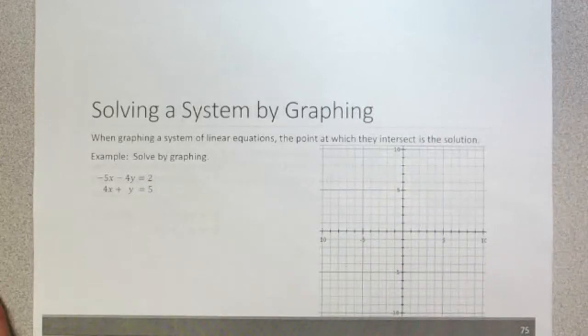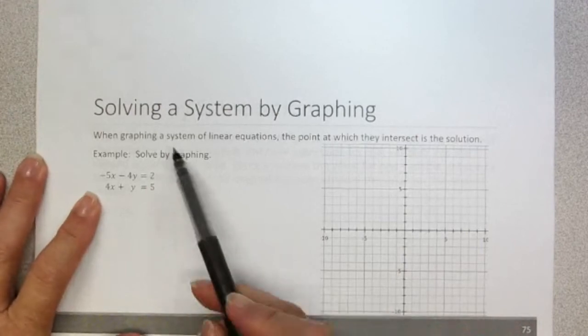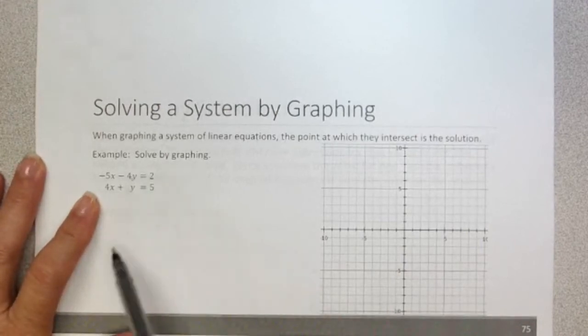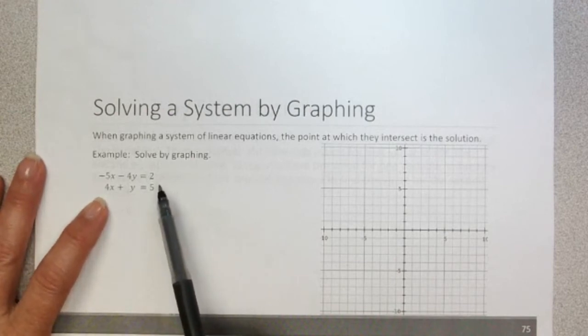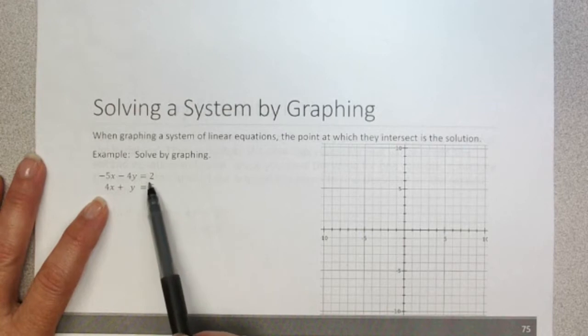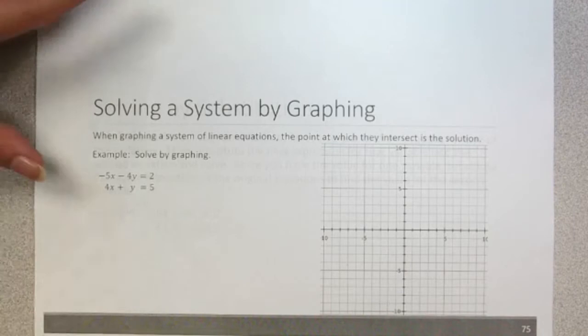All right, let's look at the first method, solving a system of equations by graphing. Predominantly we're going to look at systems that are limited to two equations with two variables. Here we have two equations, and there are two variables, x and y. The solution to this system is going to be the value of x and the value of y that makes both equations true. To solve this by graphing, we're going to graph each equation, and where the two lines intersect is the solution to the system.